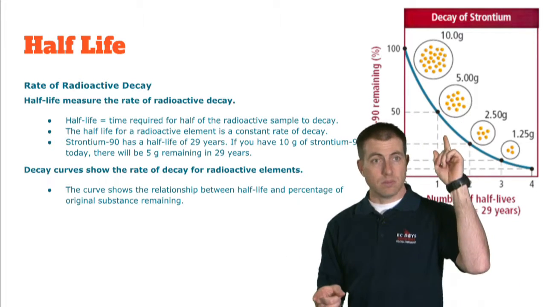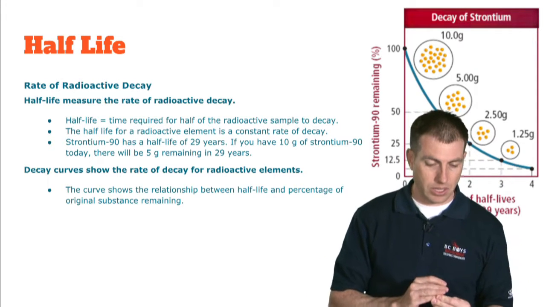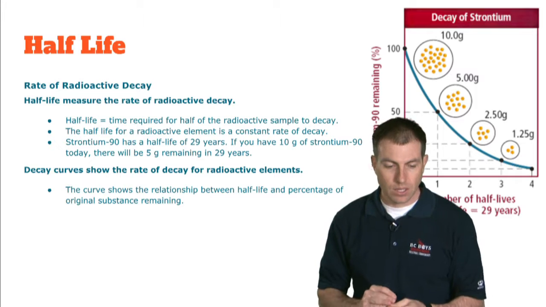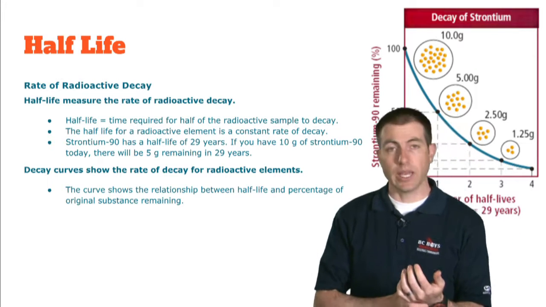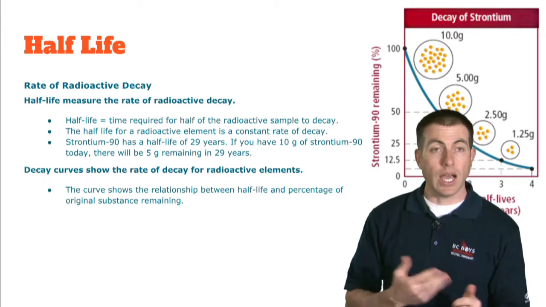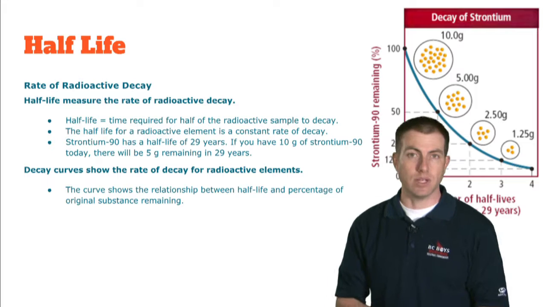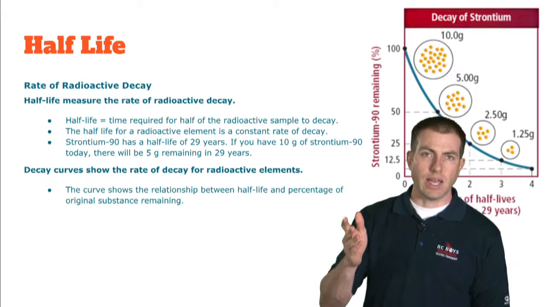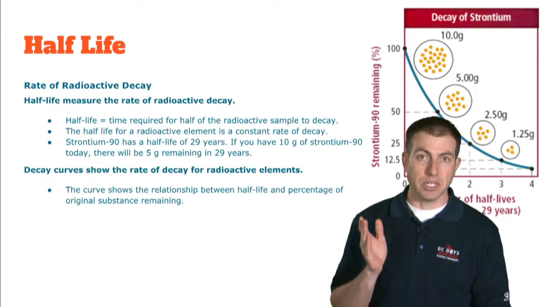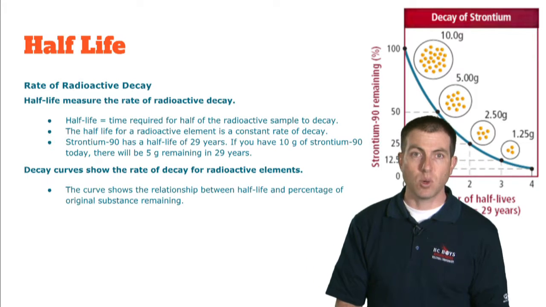So half-life, beside me here, the time required for half of the sample to decay. So the specific example we're looking at here is strontium-90. It has a half-life of 29 years. So different elements, different isotopes have different half-lives. Carbon-14 has a half-life of 5,730 years. It's a long time.